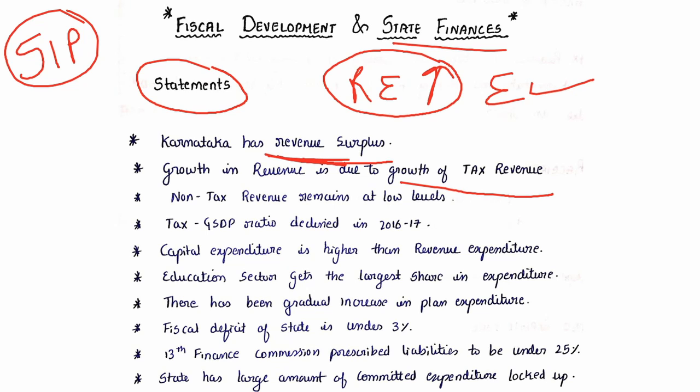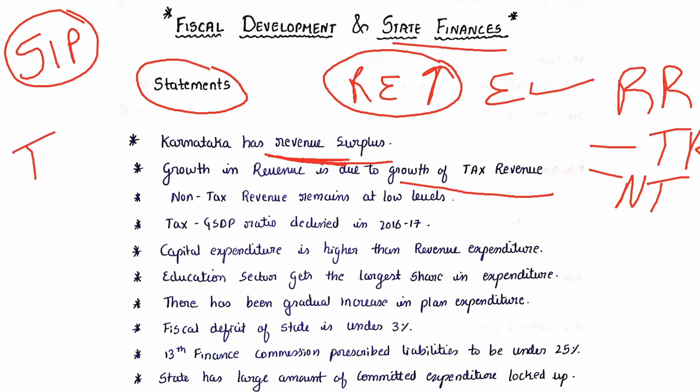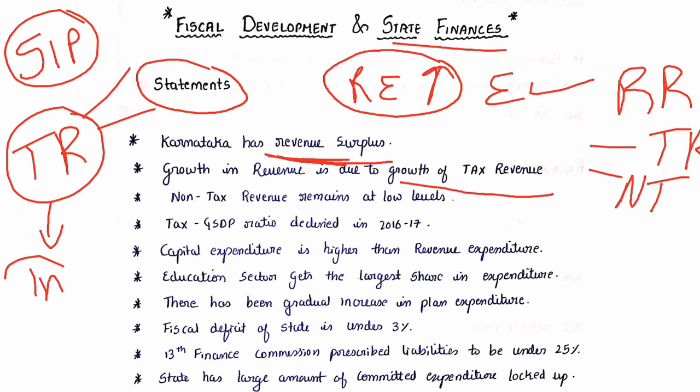There are two types of revenue receipts. One is tax revenue and the other one is non-tax revenue. Tax revenues are ones which are direct taxes or indirect taxes. Non-tax revenues are not generated by taxing the public. Non-tax revenue is something like interest which we get on the loans which we have given. Non-tax revenue remains at lower levels. That is, the contribution of non-tax revenue to the state has remained low.